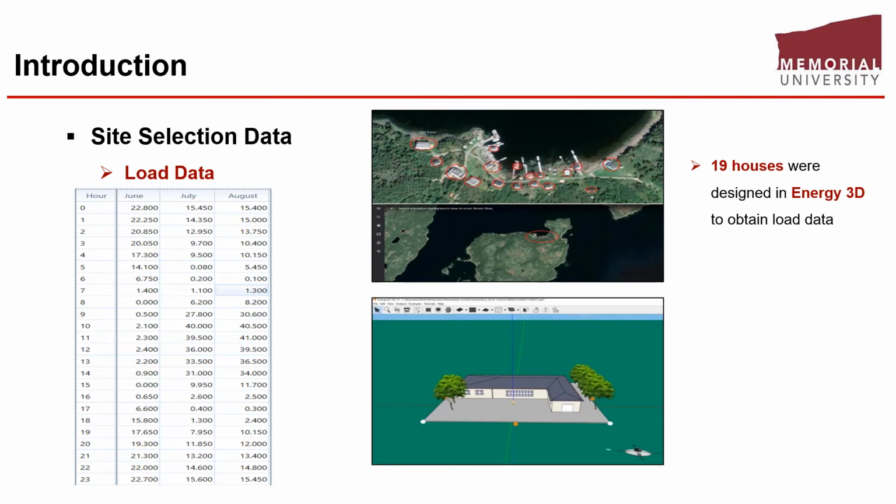The map is shown for the Woody Island Resort, and the houses are circled. So all these houses were designed in Energy 3D, and in total 19 houses were designed to obtain the load data, for the months of June, July, and August, as the load is active for June, July, and August. And all this load data was entered in Homer Pro for the sizing of the system using renewable energy resources.